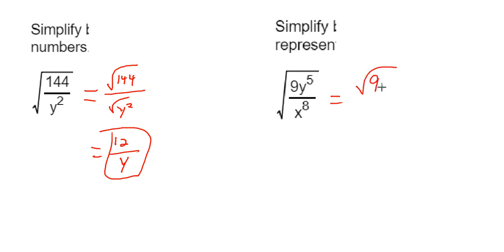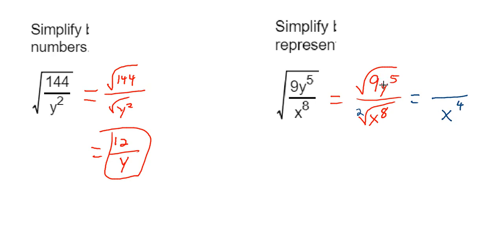And so we'll have the square root of 9y to the 5th power on top, and on the bottom we'll have the square root of x to the 8th power. So here's where I said they are sort of beholden to this rule that you don't maybe know about yet, but the denominator will always simplify nicely. So the square root of x to the 8th power, again, we're dividing. 8 divided by 2 gives me x to the 4th power.